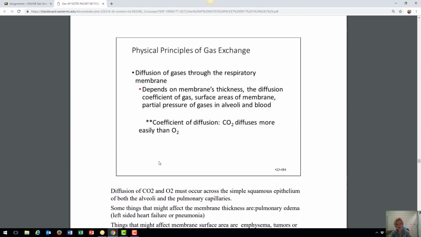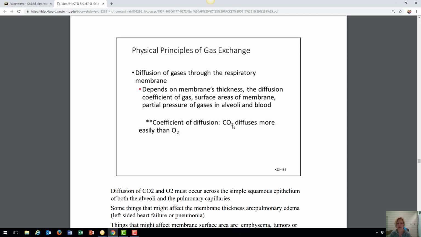So when we look at how gases cross the alveolar wall, remember that the alveolar wall is made of simple squamous epithelium. And the pulmonary capillaries that are right next to the alveoli are also simple squamous epithelium. So we have this rapid exchange over this thin membrane, which we call the respiratory membrane, which is made up of the alveolar wall right next to the capillary wall. So we can get oxygen from the alveoli into the blood very quickly and carbon dioxide from the blood into the alveoli to be exhaled very quickly.